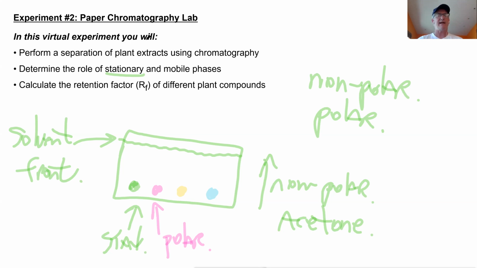So why is that? Why do you think if something is chemically similar to the solvent, why won't it move with the solvent? Like the green one is nonpolar, the solvent's relatively nonpolar. How come it doesn't move with the solvent? Wait, the solvent is relatively nonpolar. Yes.